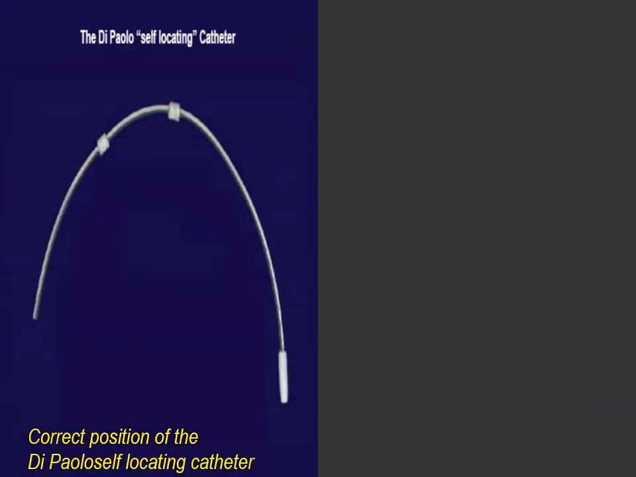Then they go for this catheter. It's called the Paolo catheter. It's called a self-locating catheter. Self-locating because it has a titanium or metallic part at the tip of the catheter that tries to fix the catheter in place by gravity, okay, through its weight.